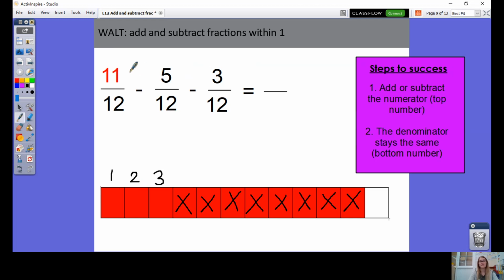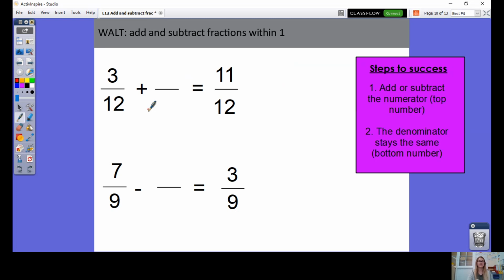So I can follow my steps and I will still get the same answer for my numerator. So I have 3 remaining. And again, my denominator needs to stay the same. So I have 3 twelfths left.